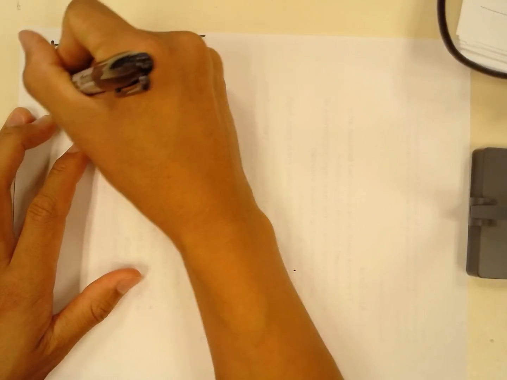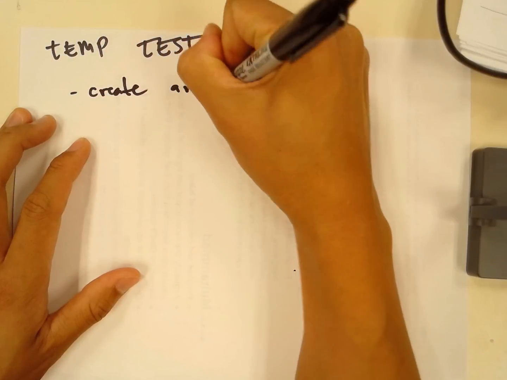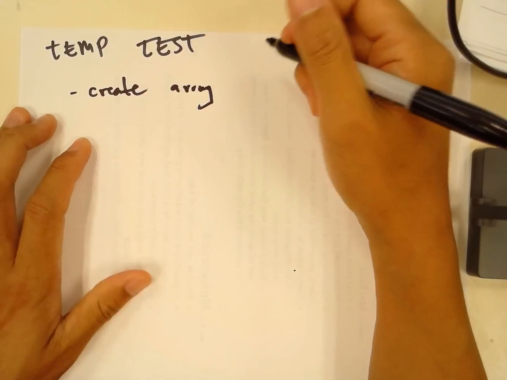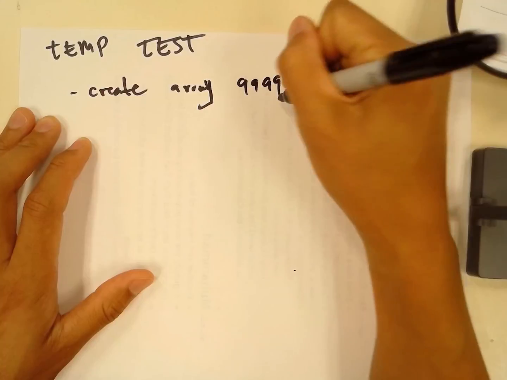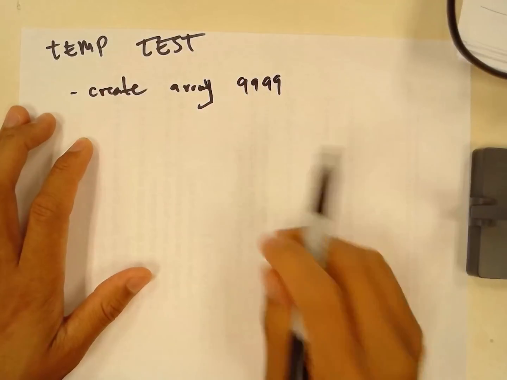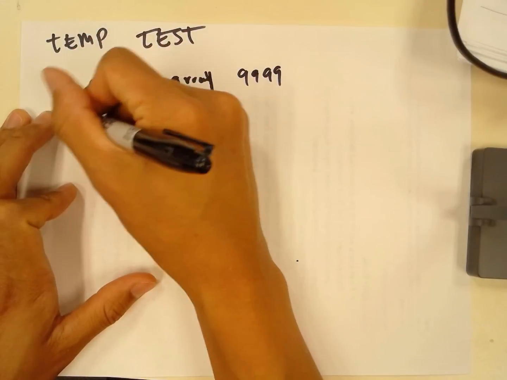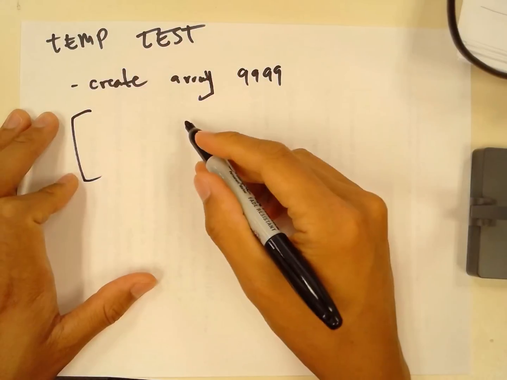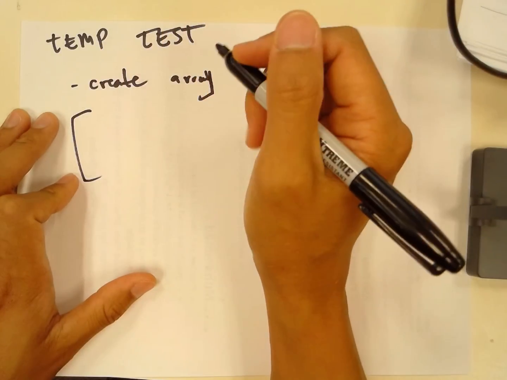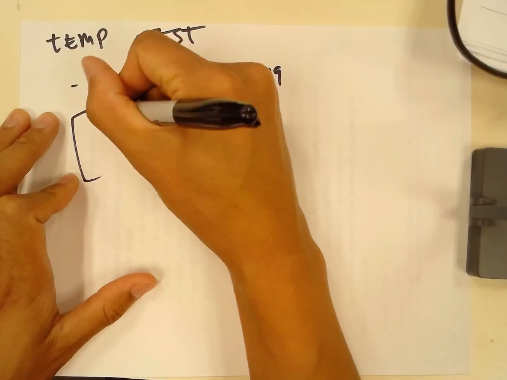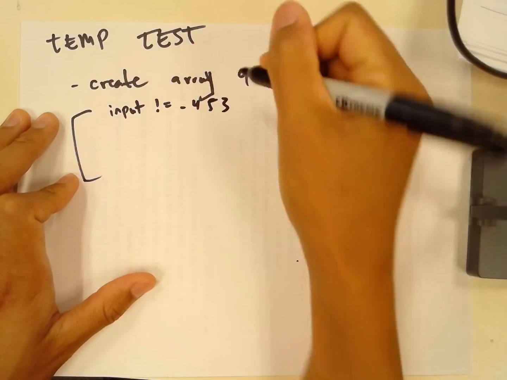Well, the first thing you need to do is create an array. We don't know how many elements are going to be entered into the array, so we could just make a ridiculously large array, right, of size 99999. And then next we're going to need to make a while loop, which will continue as long as a variable, the input variable, is not equal to negative 453.